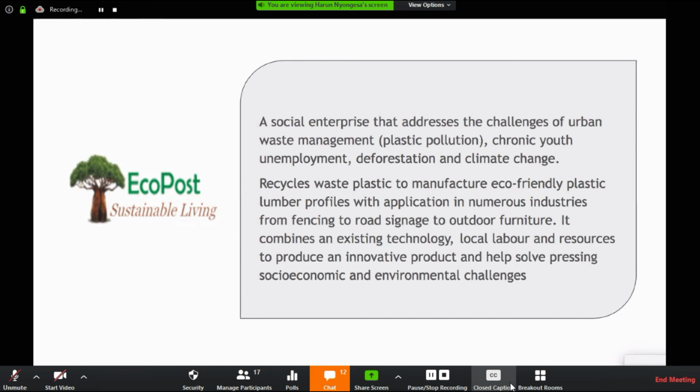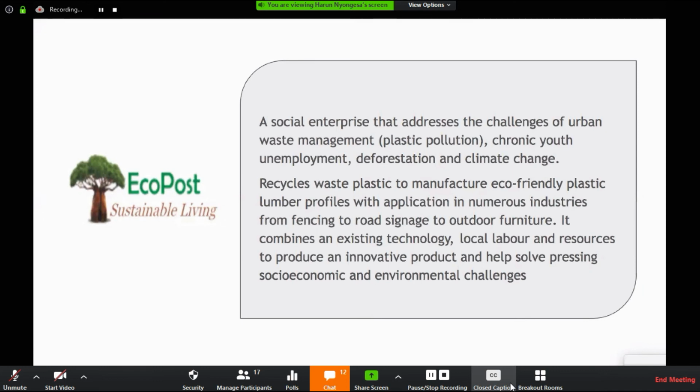So how do they do it? They recycle waste plastic to manufacture eco-friendly plastic lumber profiles with application in numerous industries, from fencing to road signage to outdoor furniture. So EcoPost combines an existing technology, local labor, and resources to provide an innovative product and helps to solve pressing socioeconomic and environmental challenges.